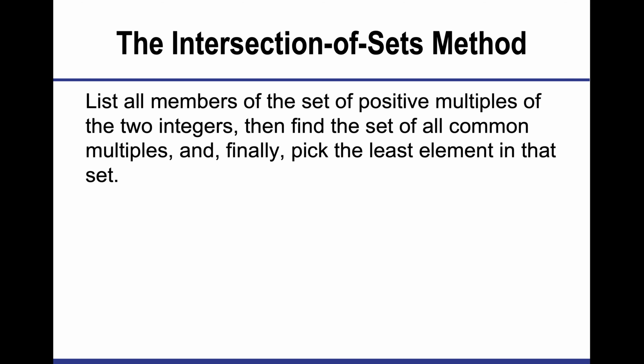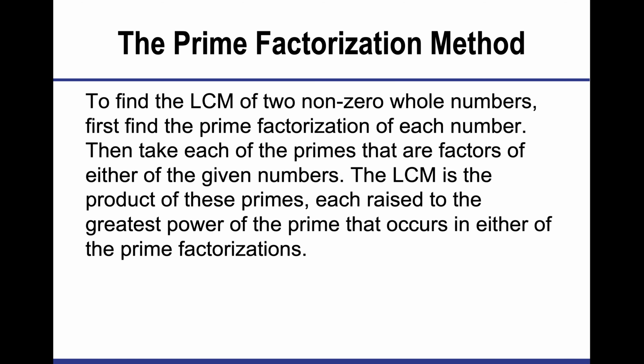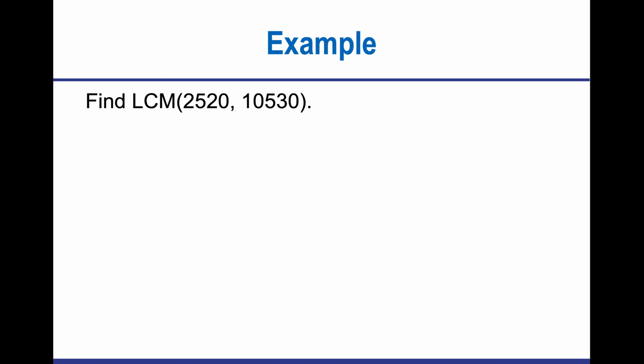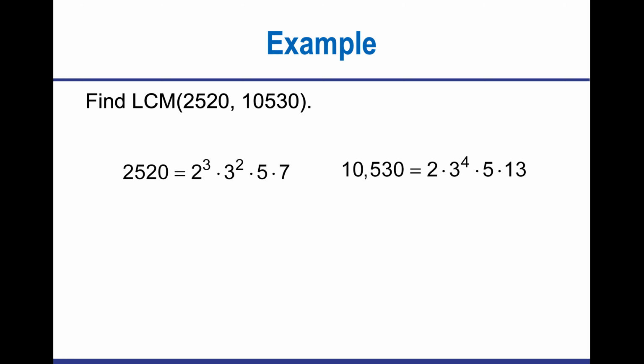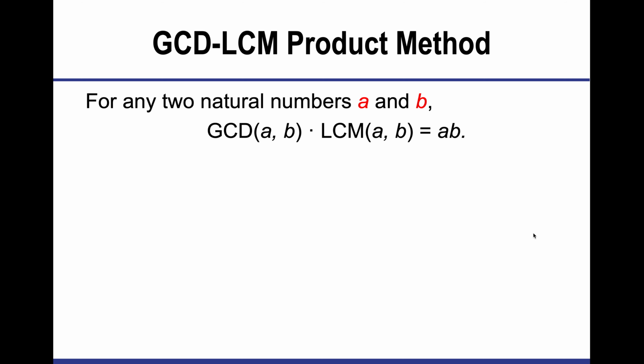If I'm using the intersection of sets method, that would be if I'm looking at these sets that are factors and multiples listed out here. And then I would identify who's in common and who the smallest one in common is. If I want to use the prime factorization method, that means that I'm going to prime factor both numbers out. I'm going to then see what we have here in common, and I'm going to take the highest exponent instead of the lowest one because I'm doing the least common multiple, and that would give me my answer.